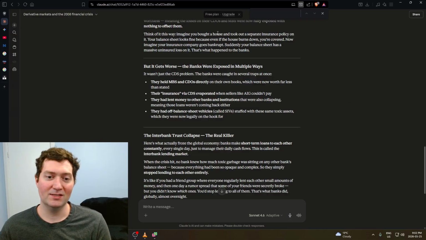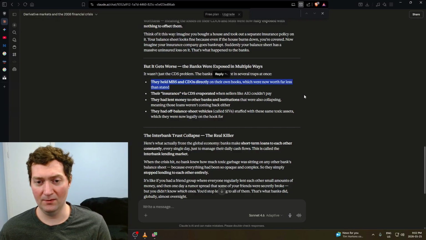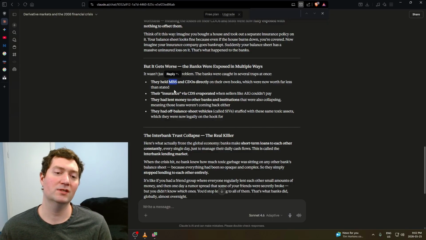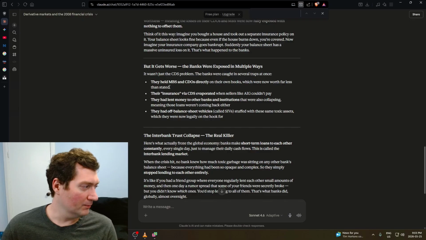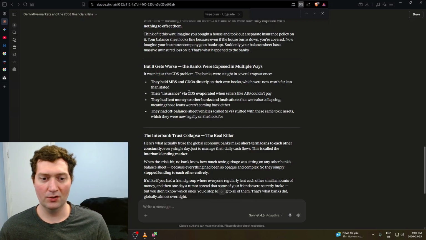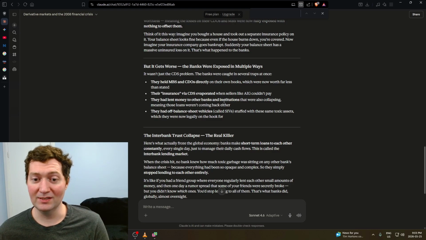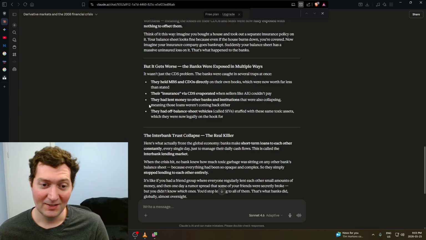They held the mortgage-backed securities directly on their own books, which were now worth far less than stated. This is because housing prices are going down, right? So their mortgage-backed securities, which are made up of houses, from subprime mortgages, are just worth less. Their insurance via the credit default swaps evaporated when sellers like AIG couldn't pay. They had lent money to other banks and institutions that were also collapsing, meaning these loans weren't coming back either.